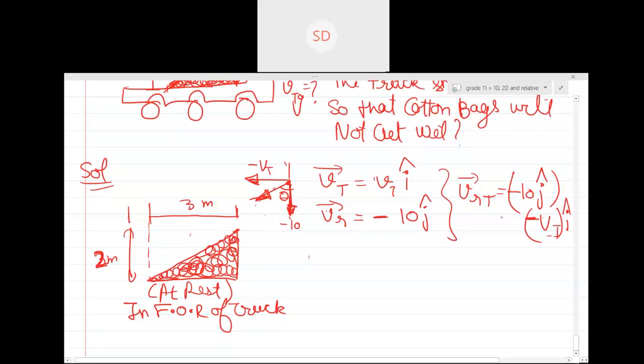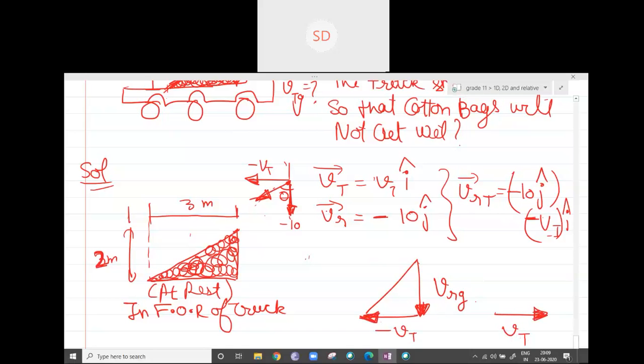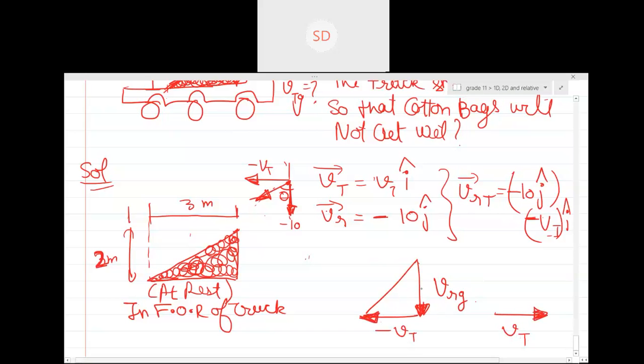Can you see, in this particular thing, if I say this is your velocity of rain with respect to ground? Do you remember, guys? This was your Vt. Can you see this is your Vt, right? The velocity of the truck was like this. So will minus Vt be like this? Can you see minus Vt is the same magnitude but opposite direction? So why am I moving minus Vt? Because we know this particular thing.